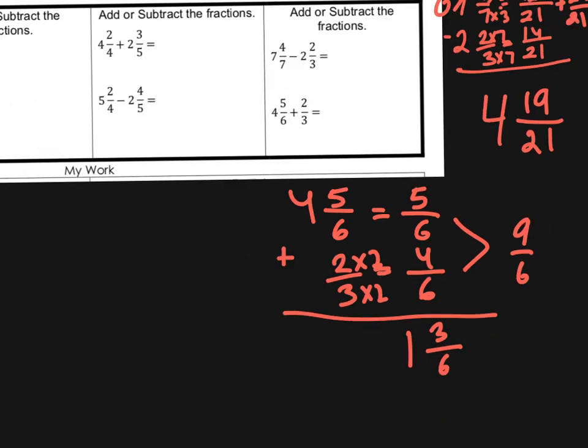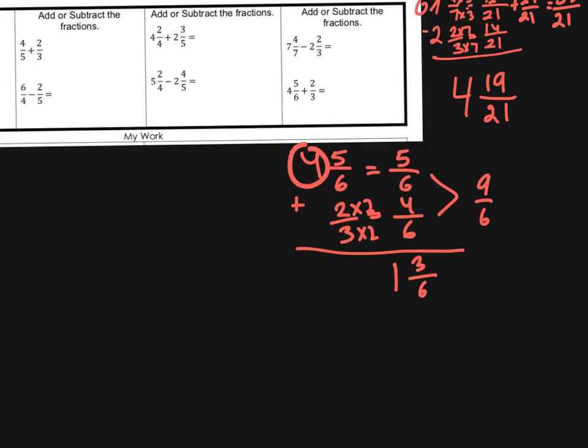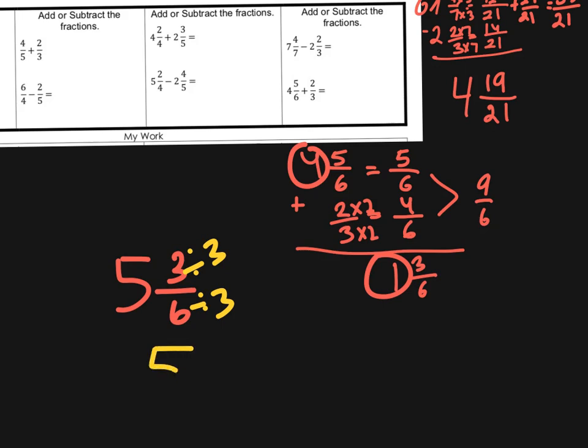Plus the 4 up top. So now you have the 4 plus the 1 gives you 5. And then you have 3/6, which can be divided both by 3. And then that'll give us a final answer of 5 and 1/2.